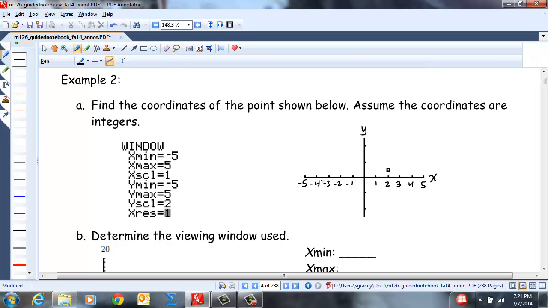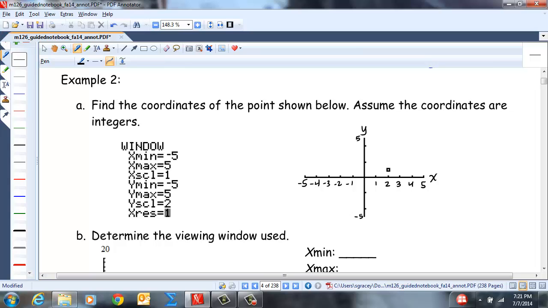Good so far? All right. Y minimum is also -5 and the maximum 5. But look, there's not as many tick marks, are there? So they're trying to be tricky here. So let's take a look at the scale.